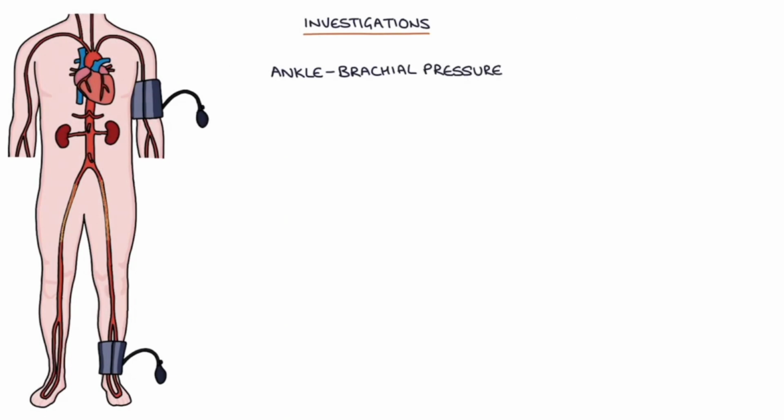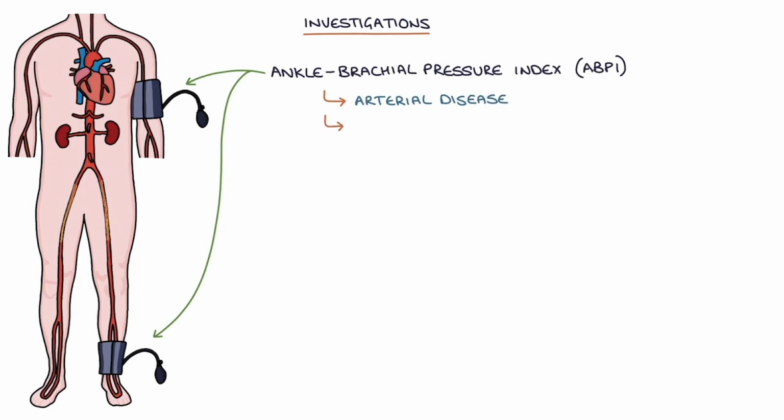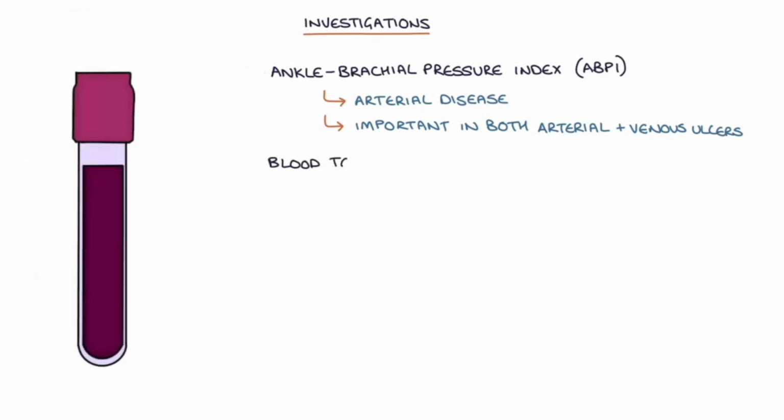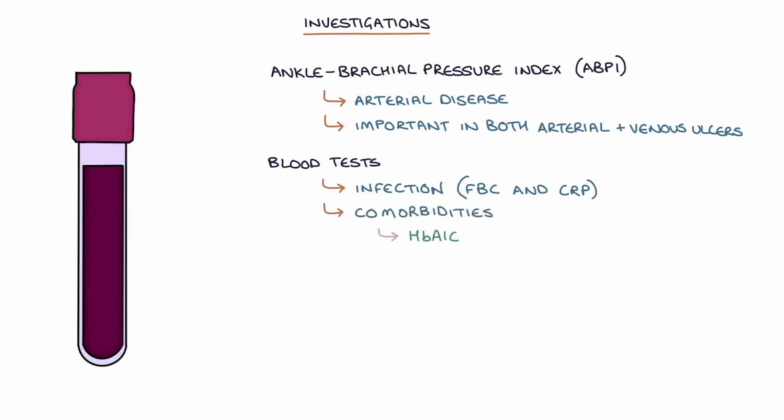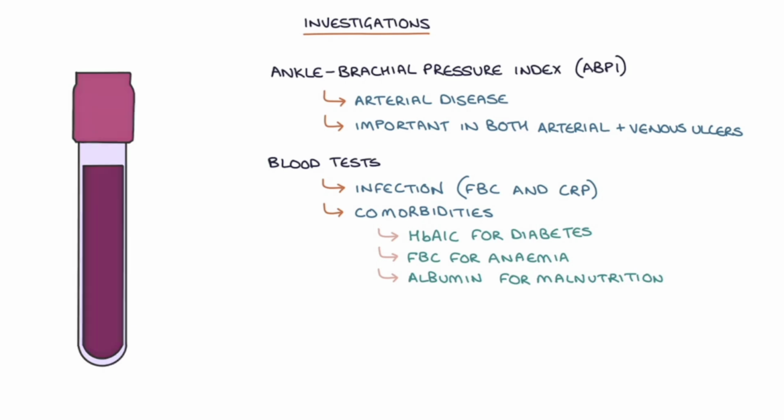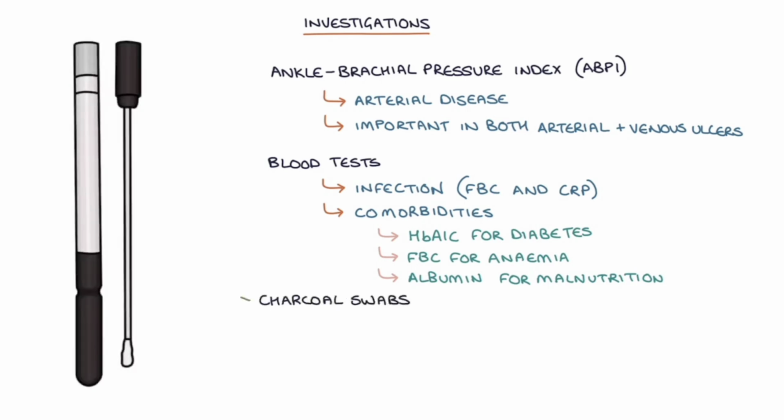Let's talk about the investigations. An ankle brachial pressure index, or ABPI, can be used to assess for arterial disease. This is an important investigation in both arterial and venous ulcer assessment. Blood tests may help to assess for infection, for example, a full blood count and a CRP, and also for comorbidities, for example, a HbA1c for diabetes, a full blood count for anemia, and an albumin level for malnutrition. Skin swabs, specifically charcoal swabs, may be helpful to identify infection where infection is suspected in order to determine the causative organism.